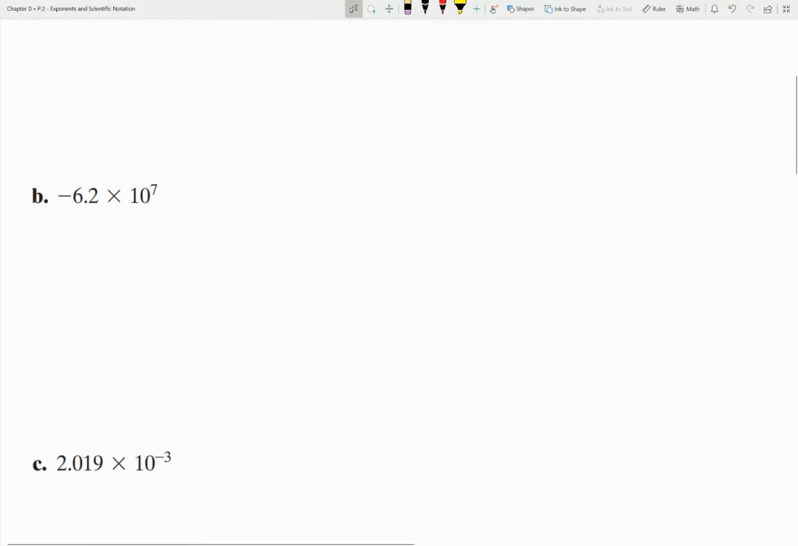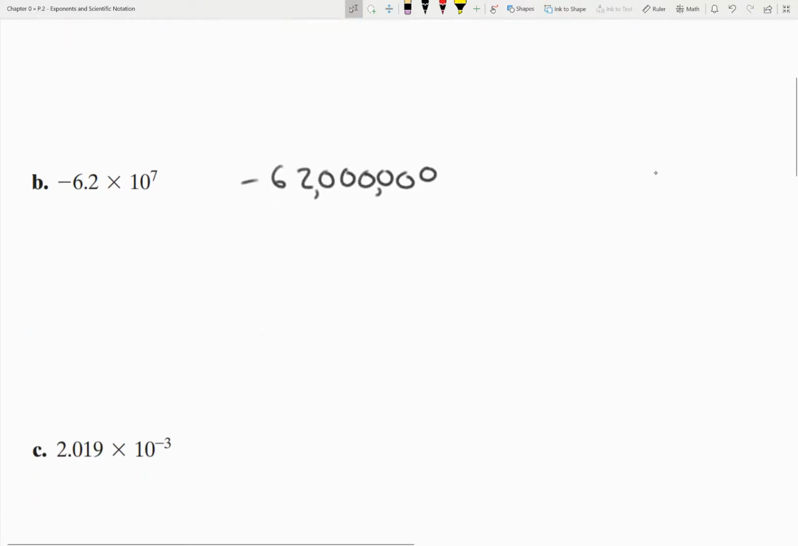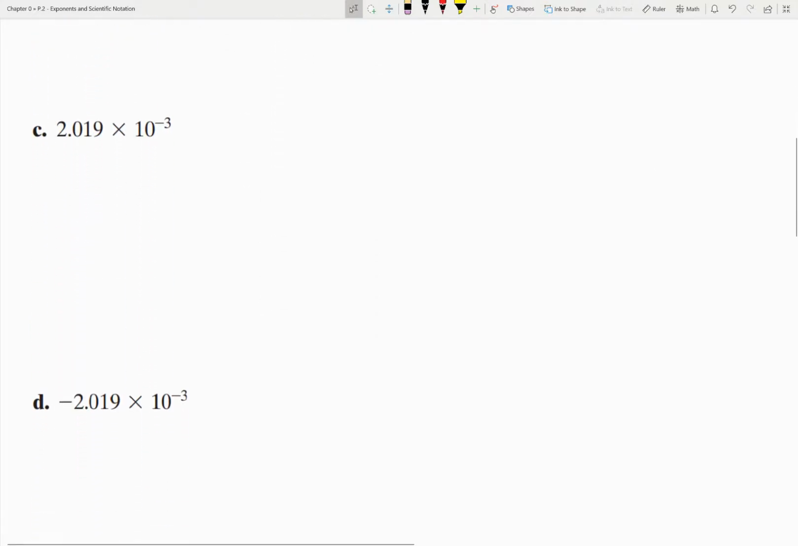With a negative in the front, it doesn't change it, right? We just make it negative, right? 1, 2, 3, 4, 5, 6, 7. So this one becomes negative 62 million. The exponent is the same, right? It's still times 10 to the 7th. Just one's positive, one's negative. Same thing with these two. Both of them are the same, right?